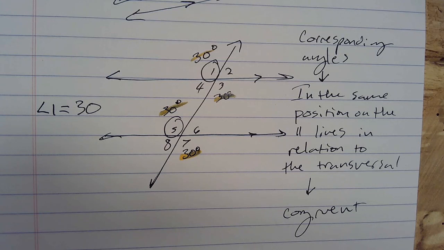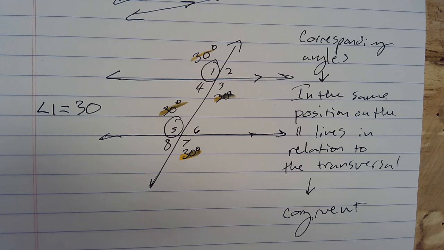But wait a second. You've noticed something. You say, Mr. Jacobs, you drew that horribly. How could that be a 30 degree angle? You're right. The relation that's shown here is kind of backwards, actually. That said, as long as I tell you angle 1 is 30 degrees, you have to follow that, even though it looks like it's way bigger than 30 degrees.